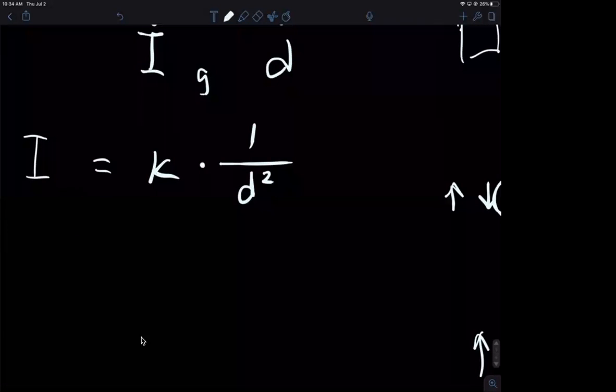Okay, so let's try doing the problem now. It says the intensity varies inversely as the square of the distance. Suppose the intensity is 8,000 units at a distance of 2 miles. So we can solve for k because it gives us this information. What do we replace I with and what do we replace d with?